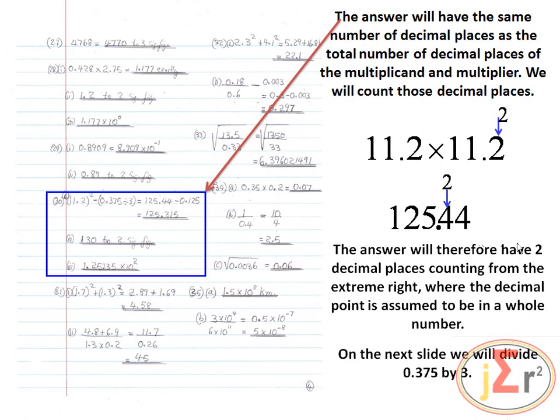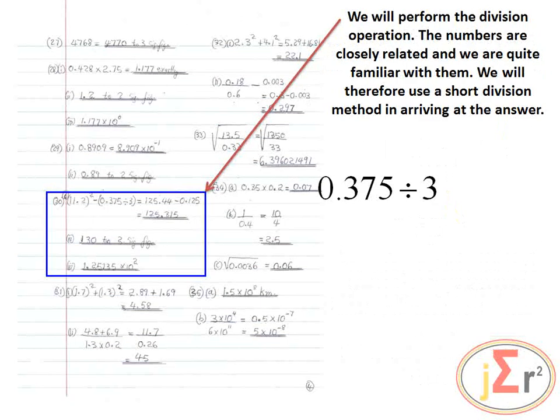On the next slide, we will divide 0.375 by 3, and I'm hoping that we see the 3 with the 3, and we see the 75, and we know that 75 is a multiple of 3. We will perform the division operation. The numbers are closely related, and we are quite familiar with them. We will therefore use a short division method in arriving at the answer.